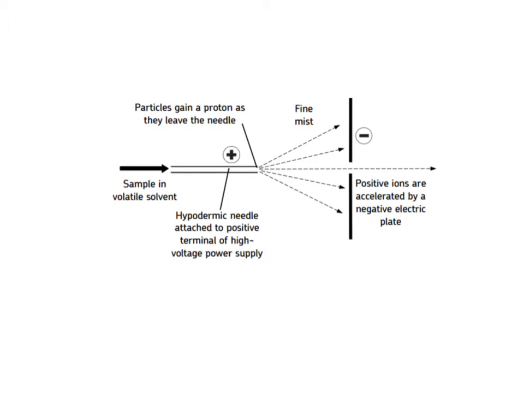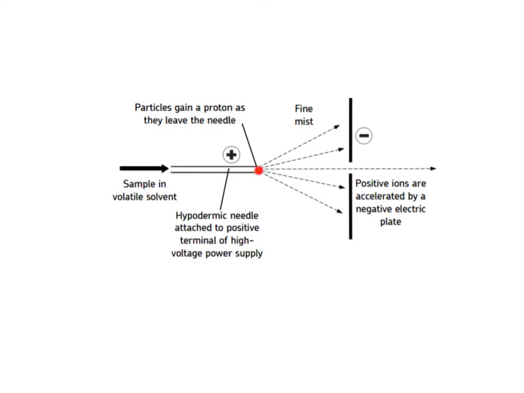This is a diagram from the official AQA pack they released recently with new information on the mass spec, and it describes electrospray ionization. I really strongly recommend you go to the AQA website, the new spec, and download this pack with all the new information. So I'll just explain how this works. What happens is the sample comes in through the needle.